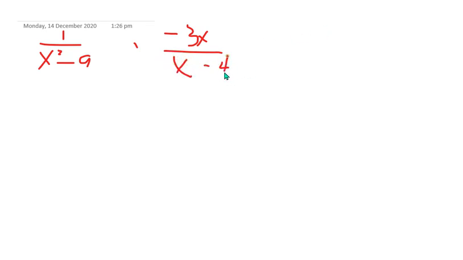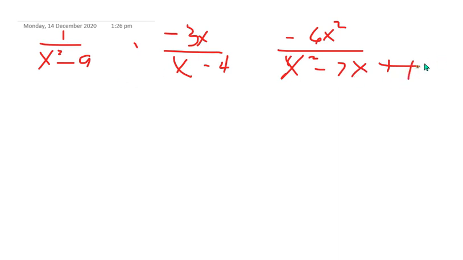How are we going to find the LCD between 1 over x squared minus 9, negative 3x over x minus 4, and negative 6x squared over x squared minus 7x plus 12? Okay, so we get the LCD.